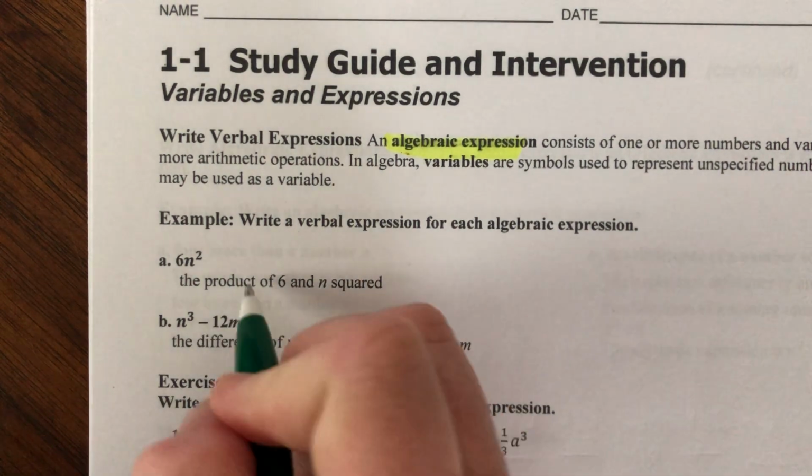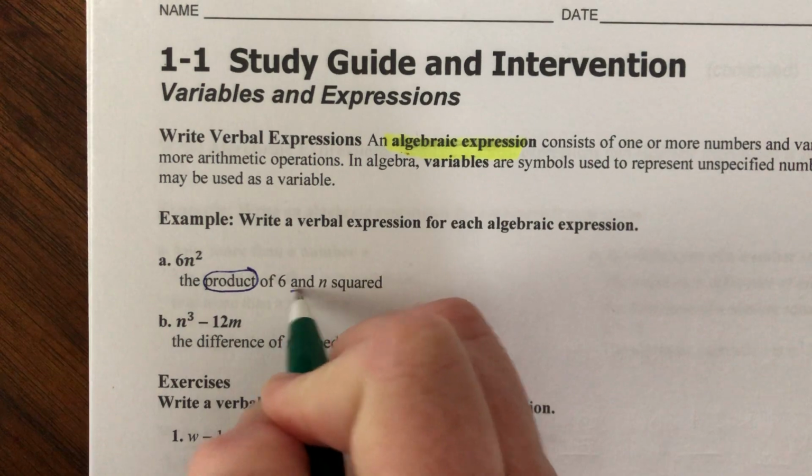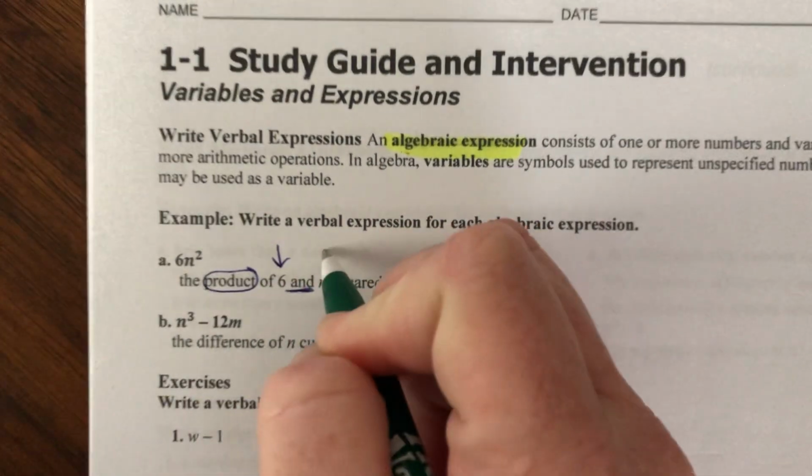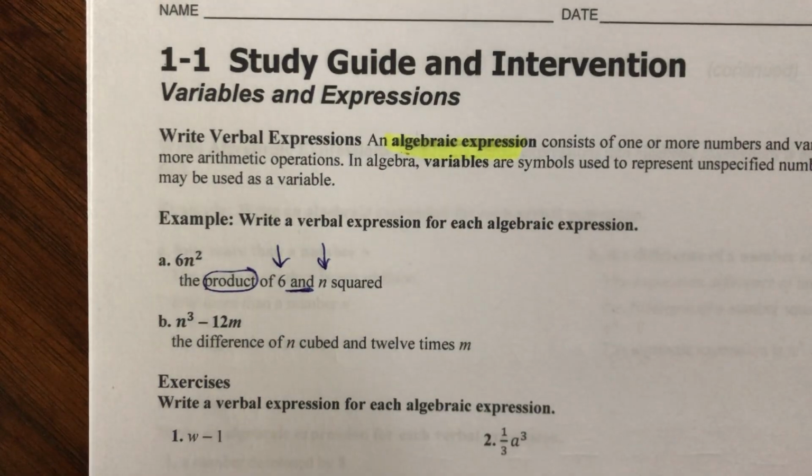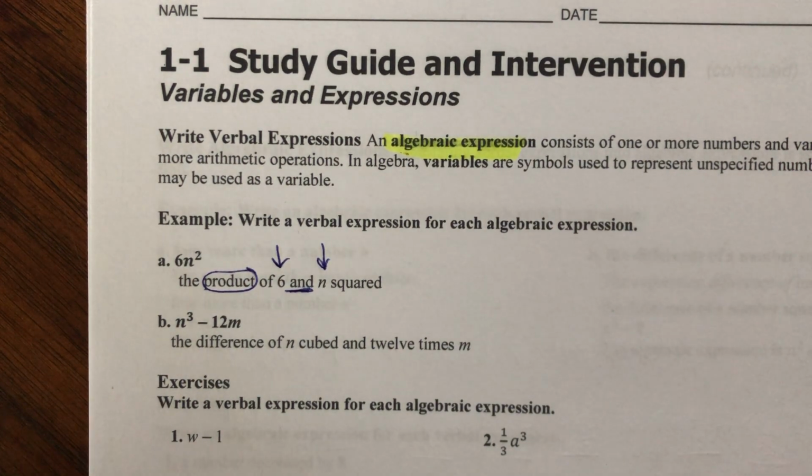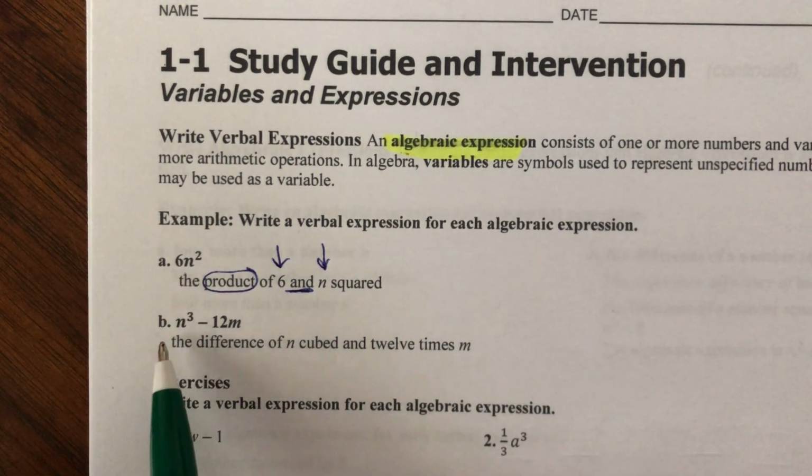The product of, product means we're multiplying. These are the two things we're multiplying together, right? We could also say 6 times n squared. What are some of our other buzzwords? N squared in groups of 6. N squared every 6 units. I think we already said times, right? The factors are 6 and n squared. Means we multiplied those together to get this guy, all right?